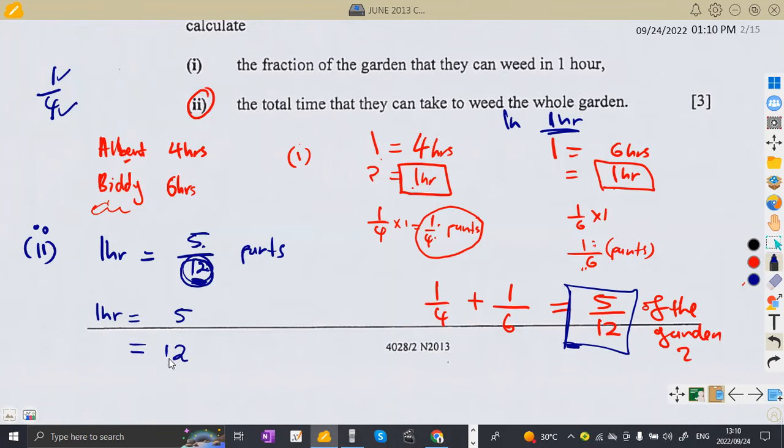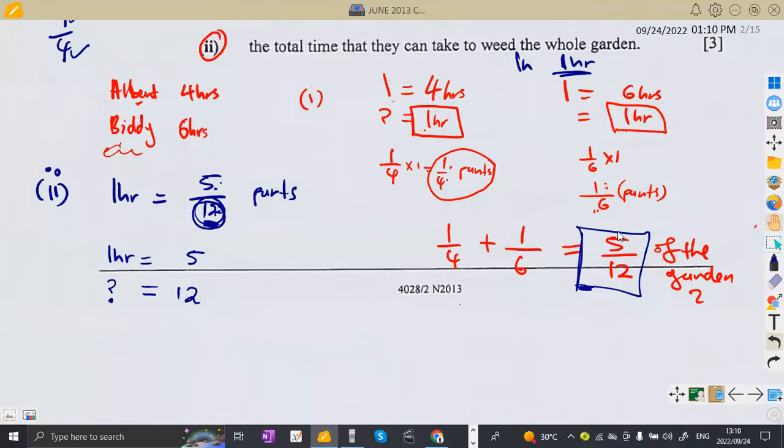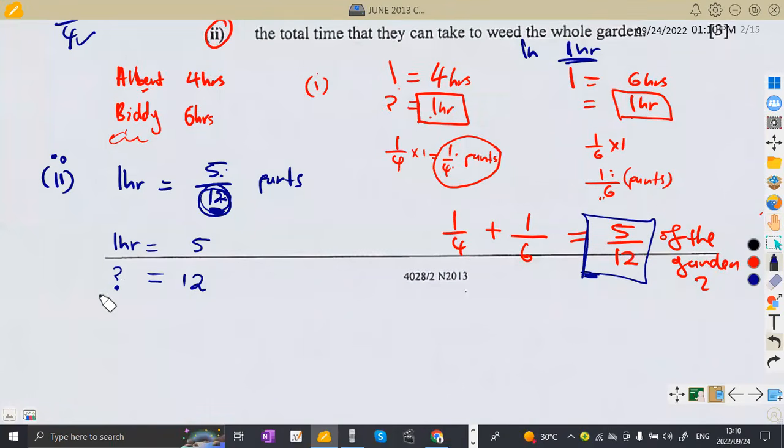So in 12 parts, how many hours are they going to take to complete these 12 parts? That is what it simply means. Because we said 5 out of 12, the 12 now is representing the total of the garden. So this is what you're going to do using simple proportion. You need to find the time here, and it's going to be more because this is now the complete garden. So it's going to be 12 over 5 multiplied by the time that we have here, which is 1 hour.